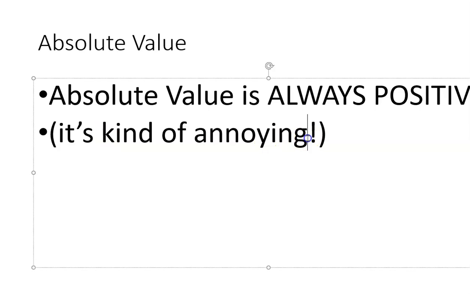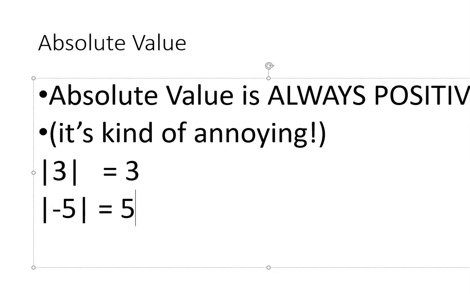Absolute value is always positive. It's another kind of grouping symbol, and it's a solid line like this. So the absolute value of negative 5 is 5. The absolute value of 3 is 3. The absolute value of negative 2 minus 4 is positive 6, because negative 2 minus 4 is negative 6, and the absolute value is a positive 6.